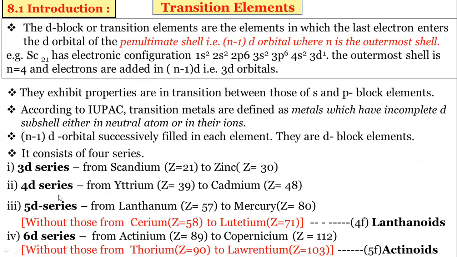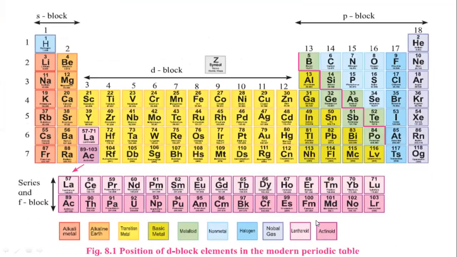So all these 4 series are completed. Already I explained this is the 5d series, lanthanum to mercury, except cerium to lutetium, because these are lanthanides, and the 6d series, that is from actinium to copernicium. These are the newly discovered elements, atomic number 112, 113, 114, 115, 116, 117, and 118. From thorium to lawrencium, these are not included in the transition elements because these are part of actinides. So this general introduction is completed.